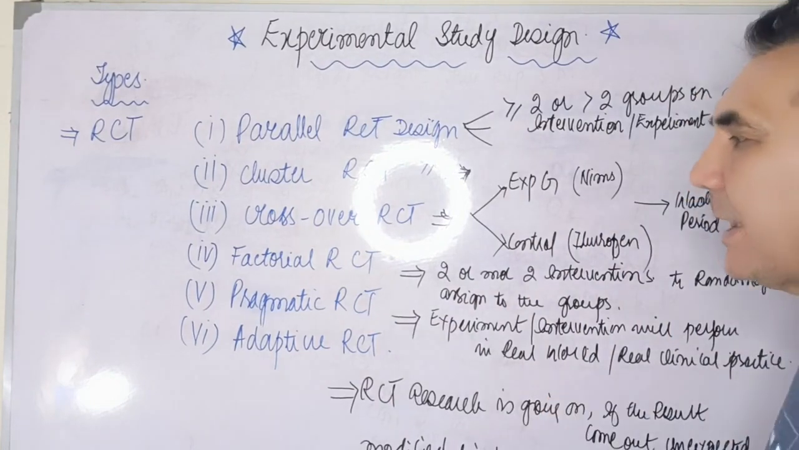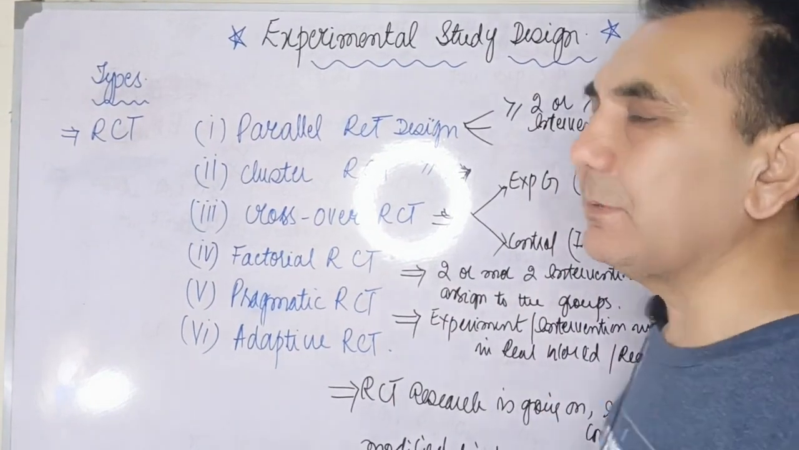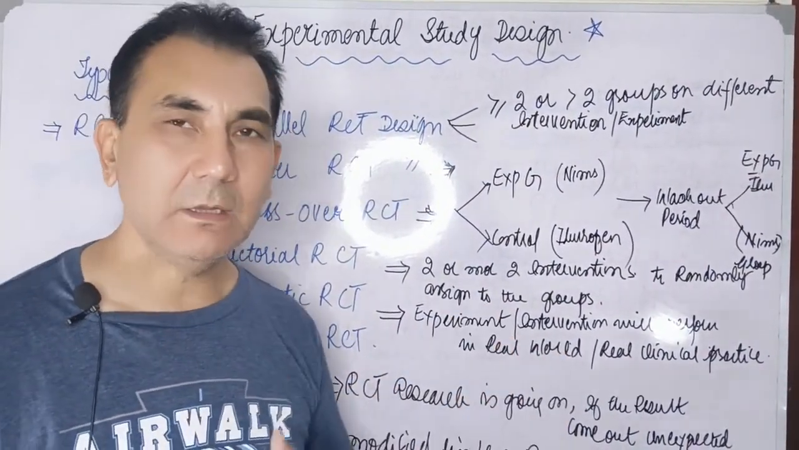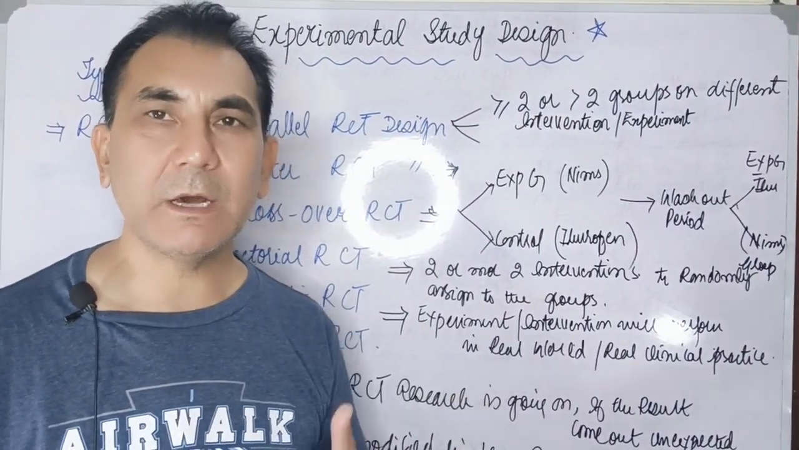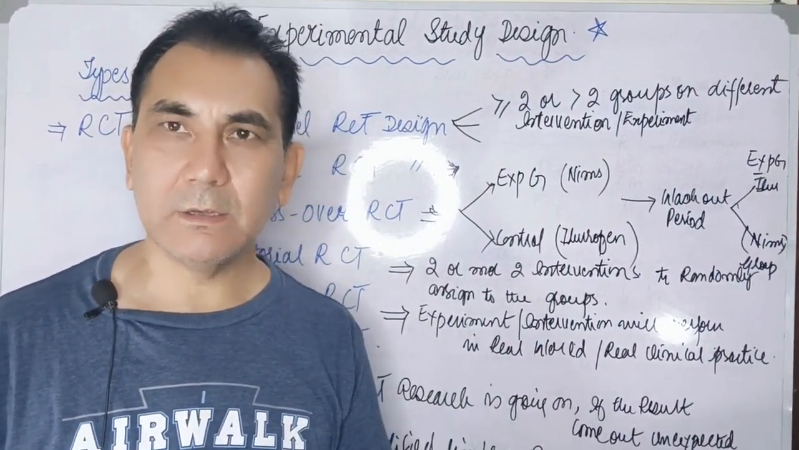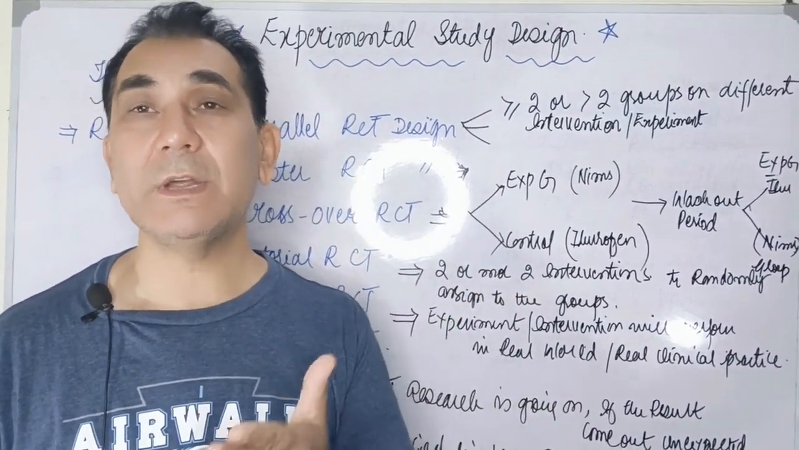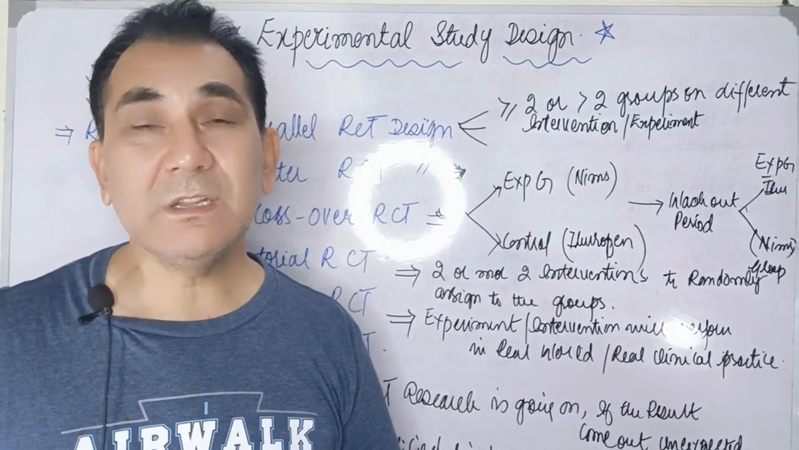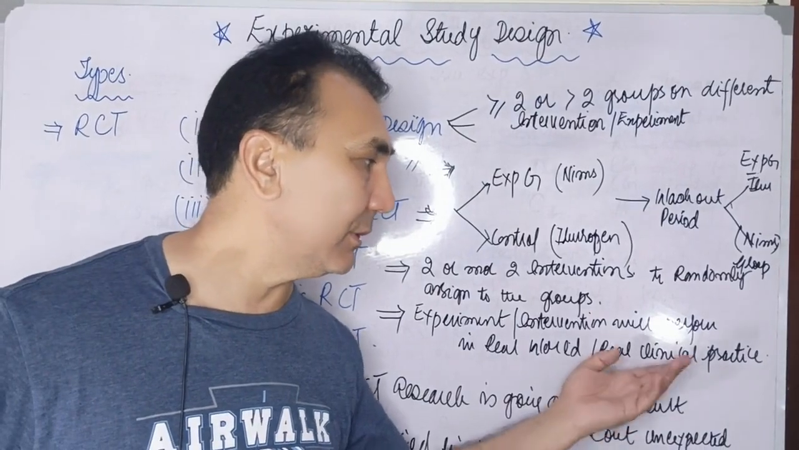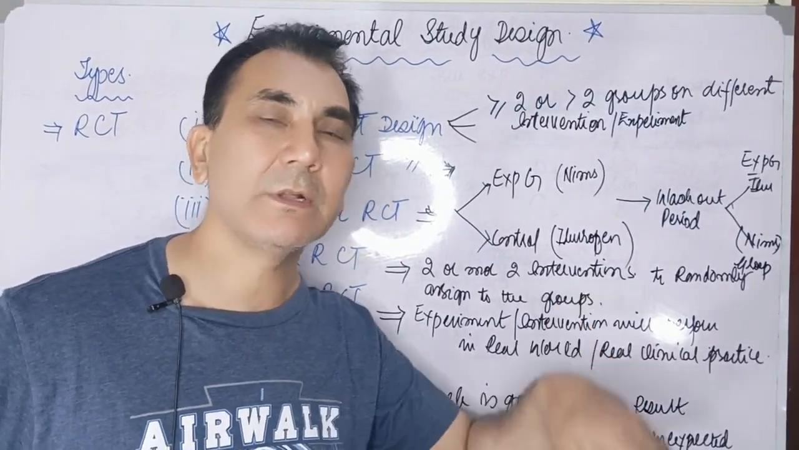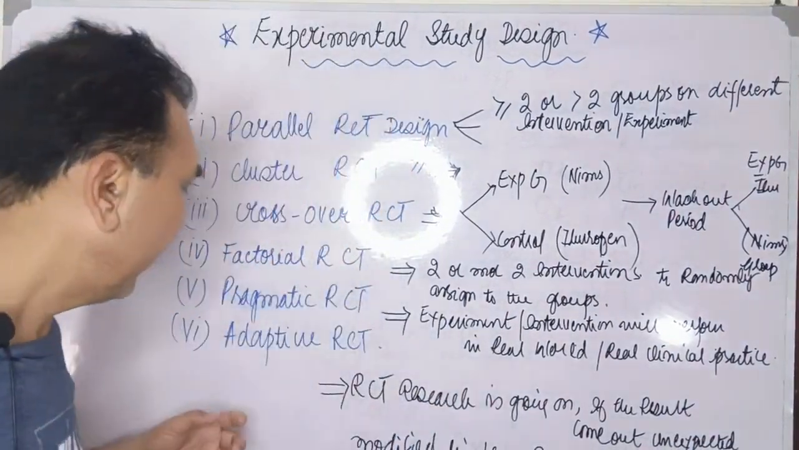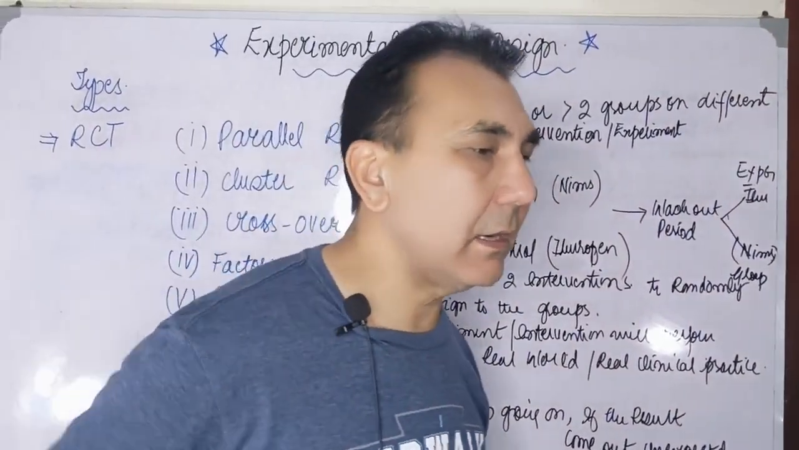And the fifth type is called the pragmatic RCT. In the pragmatic RCT, the researcher performs a randomized experiment or intervention in a real-world situation or in real clinical practice, to evaluate the effectiveness of the new intervention in real-world or real clinical situations. Now the sixth one is the adaptive RCT.